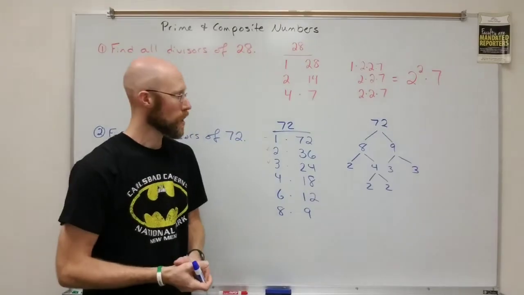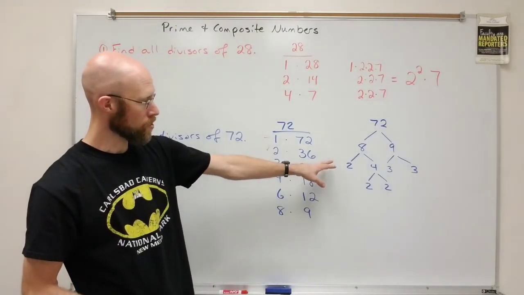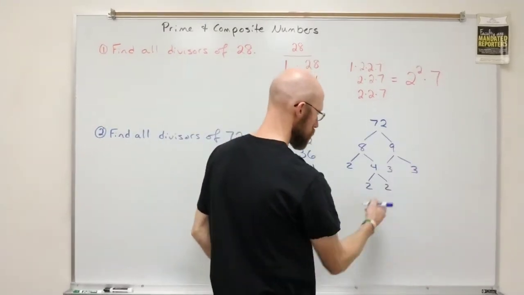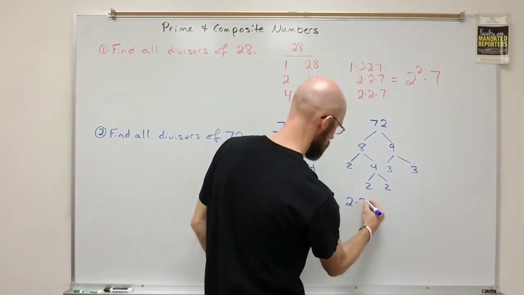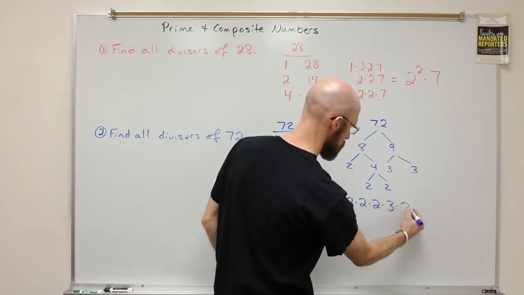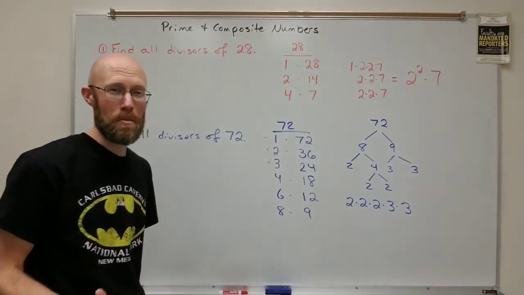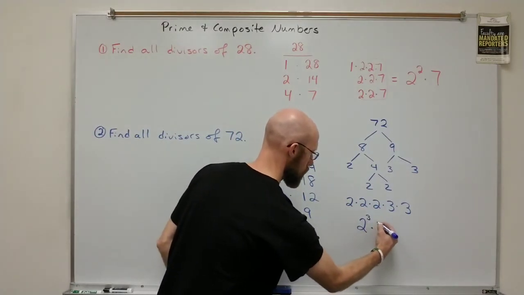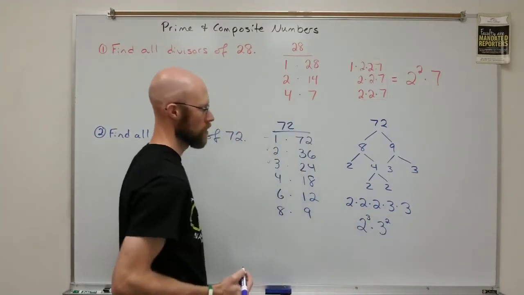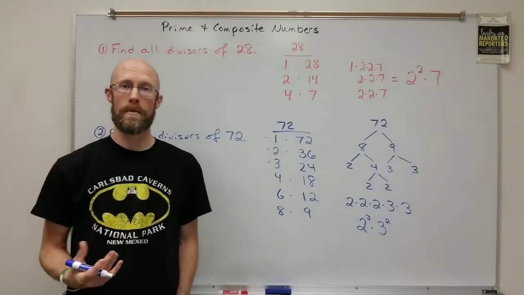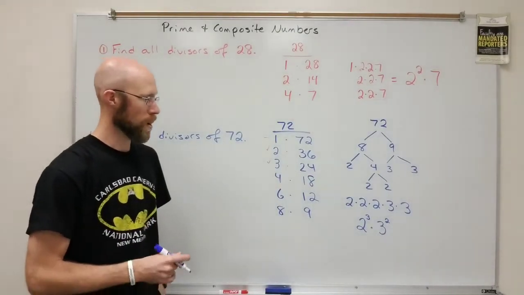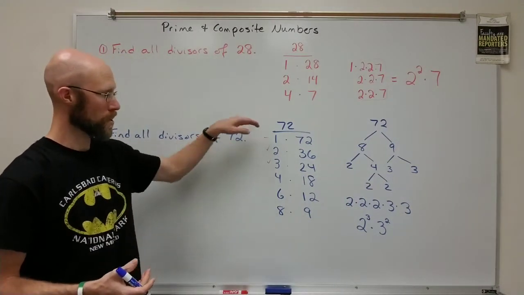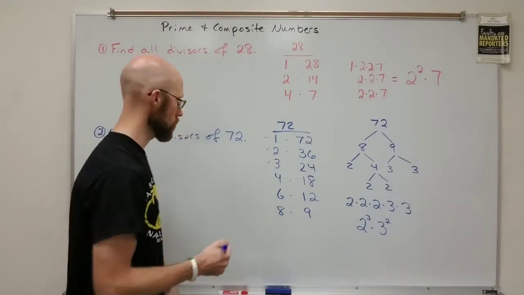Okay. And so if I were to just grab all the prime numbers off of here, there's 3 2s and 2 3s, right? So it's 2 times 2 times 2 times 3 times 3. Or to write it more simply in exponent form, it's 2 cubed times 3 squared. Okay, that's what we call the prime factorization. So the prime factorization is where you break down a composite number into only prime factors.